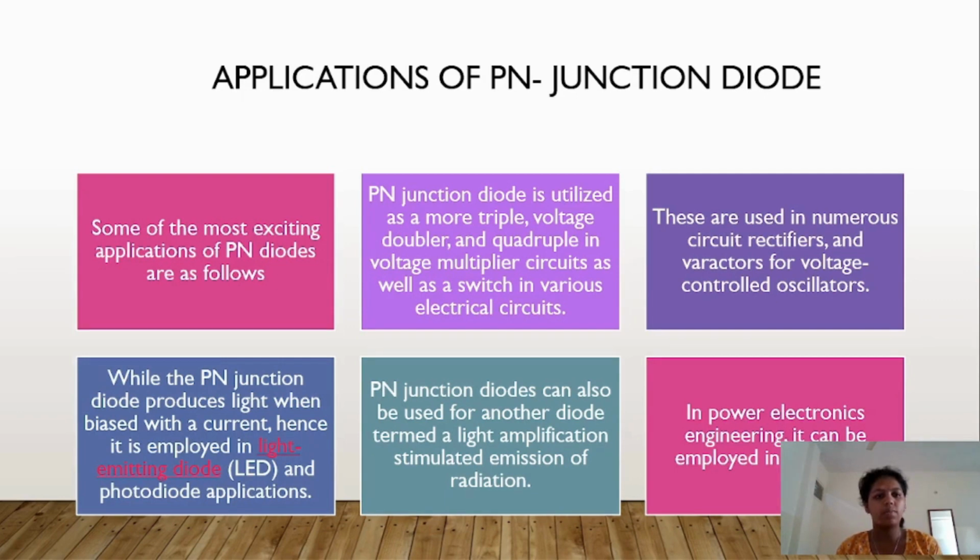Applications of PN junction diode. Some of the most exciting applications of PN diodes are as follows. PN junction diode is utilized as a voltage doubler, tripler and quadrupler in voltage multiplier circuits, as well as a switch in various electrical circuits. These are used in numerous circuit rectifiers and varactors for voltage controlled oscillators. The PN junction diode produces light when biased with a current, hence it is employed in light emitting diode and photodiode applications. PN junction diodes can also be used for another diode termed the laser, light amplification by stimulated emission of radiation. In power electronics engineering, it can be employed in solar cells.